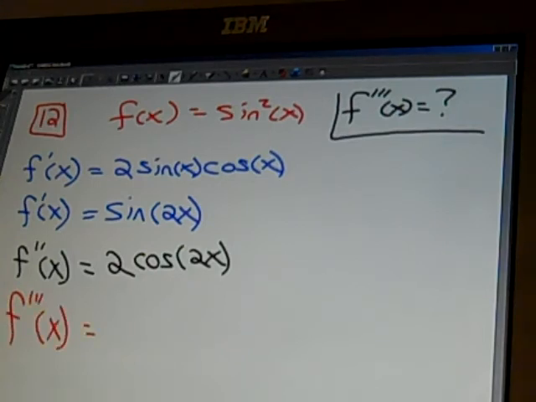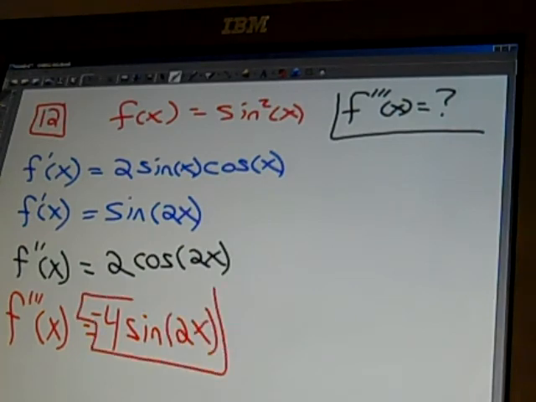2 times 2 is 4. And what's the derivative of cosine, Thomas? Negative sine. So negative sine of 2x. Alright, does that make sense?